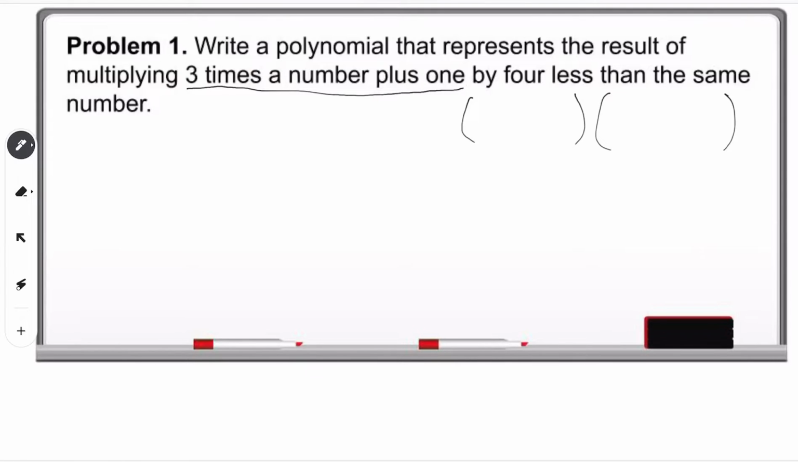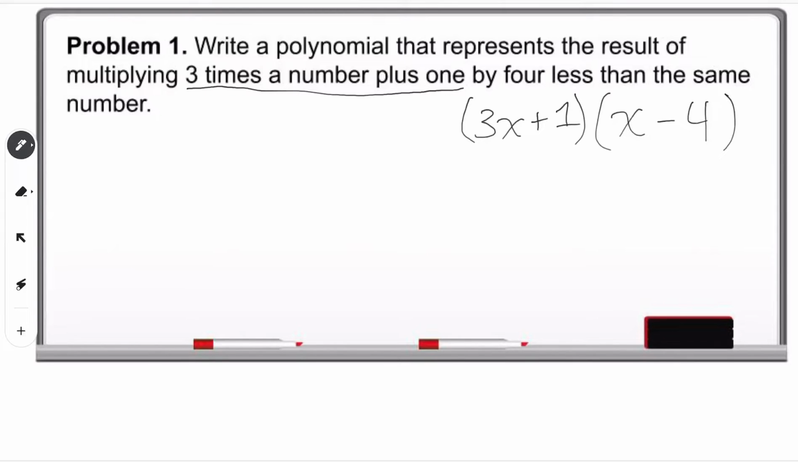So let's start with this 3 times a number. 3 times a number means 3 times a variable. So this means that I will have a 3x plus 1. So I just add 1. 3 times a number plus 1. And we're multiplying this binomial by 4 less than the same number. So when we go back to elementary school, like in first grade, what does less than mean? It usually implies subtraction. So we're subtracting 4 from the same number, meaning the same variable. So we should have x minus 4.